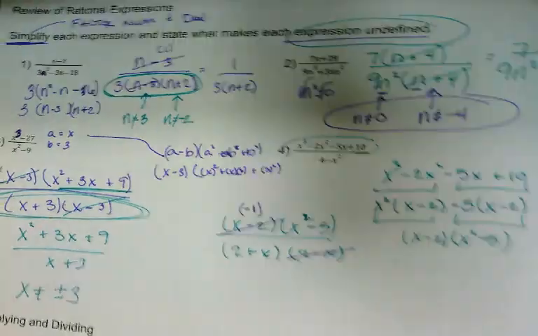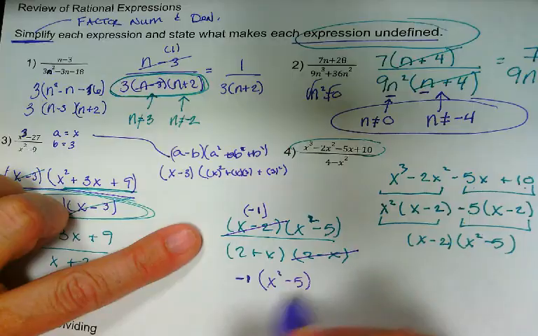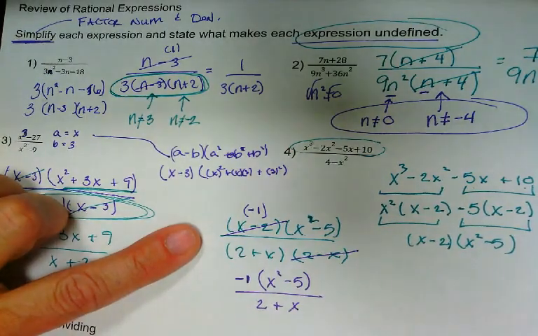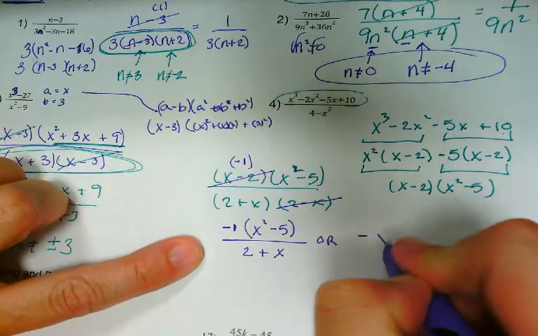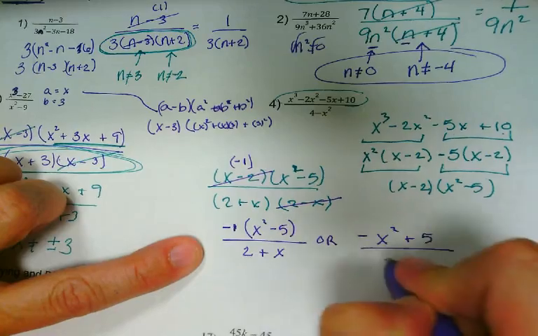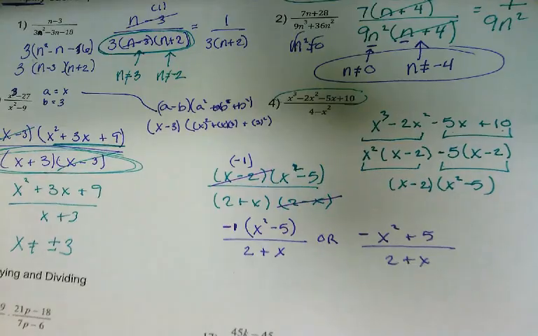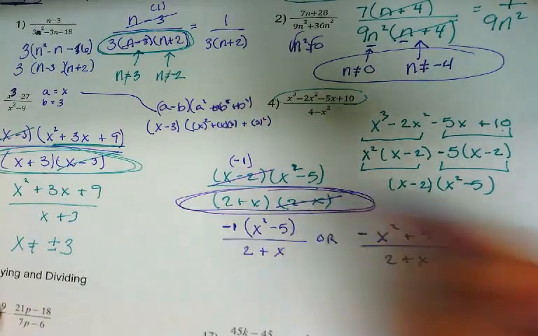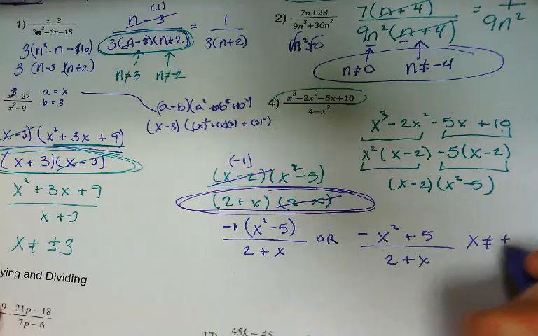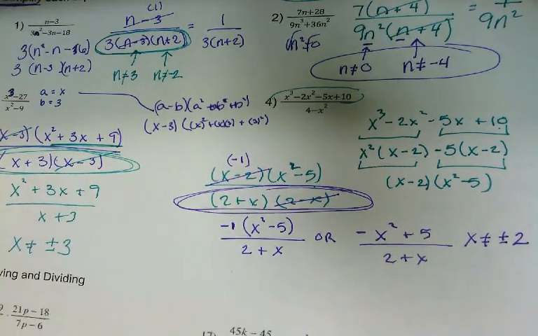Negative 1. Okay, so when I write my answer, I'm either going to leave negative 1 with parentheses x squared minus 5. There was I can't remember if it was 5 or 6 of us that messed that up on that last quiz. Or you can distribute the negative to both terms, negative x squared plus 5 over 2 plus x. So either you have to have parentheses or distribute it to everybody. Okay, and then lastly, just talking about what makes this fraction undefined again, I'm going to go back to the original denominator here, and I'm going to say x cannot equal plus and minus 2. Okay, putting that undefined in is part of everything we do in a rational.